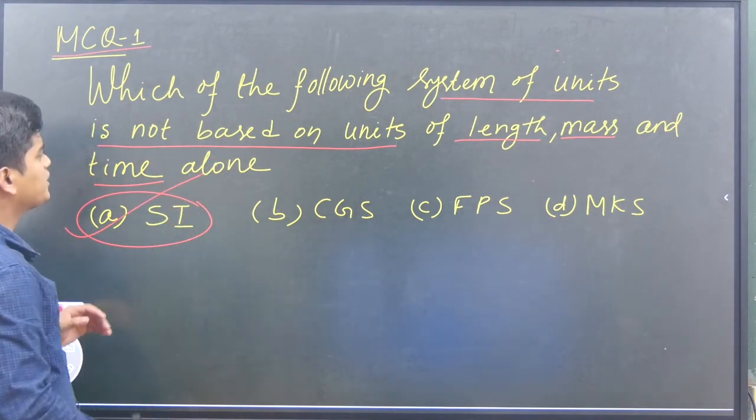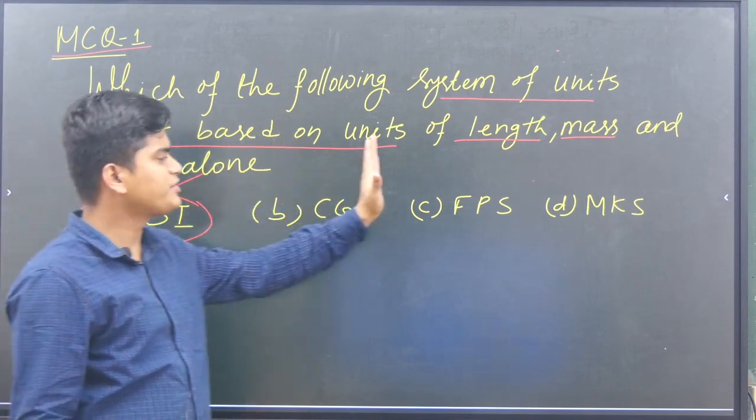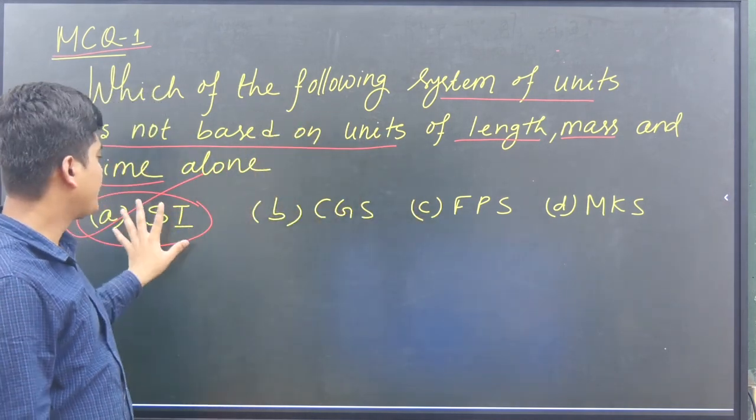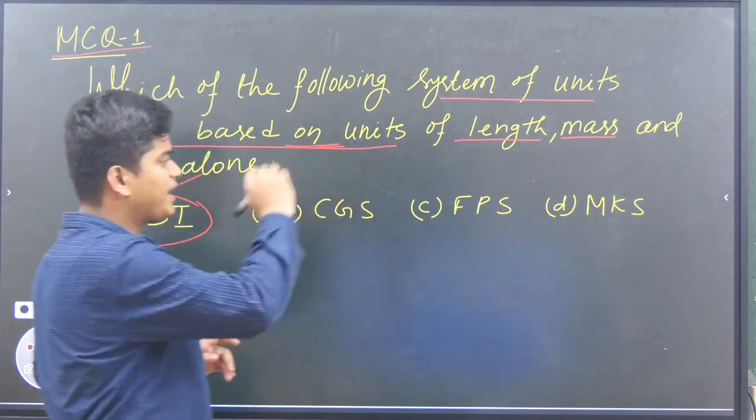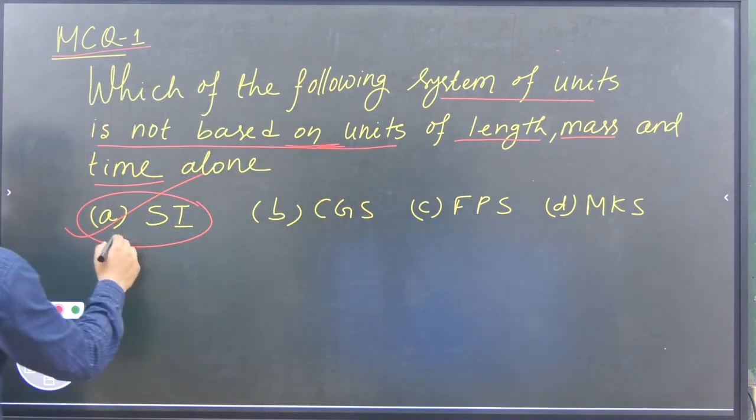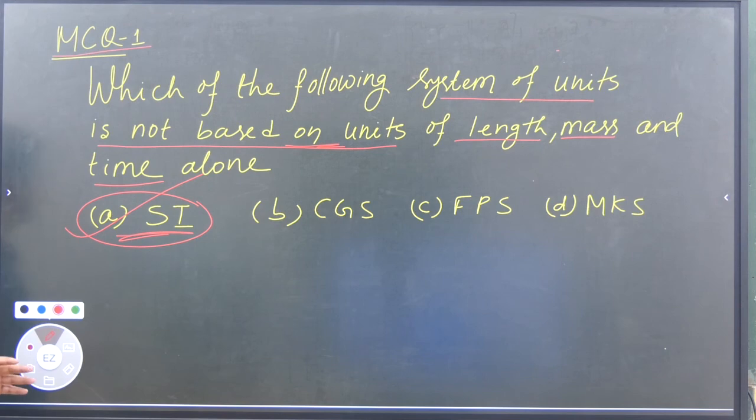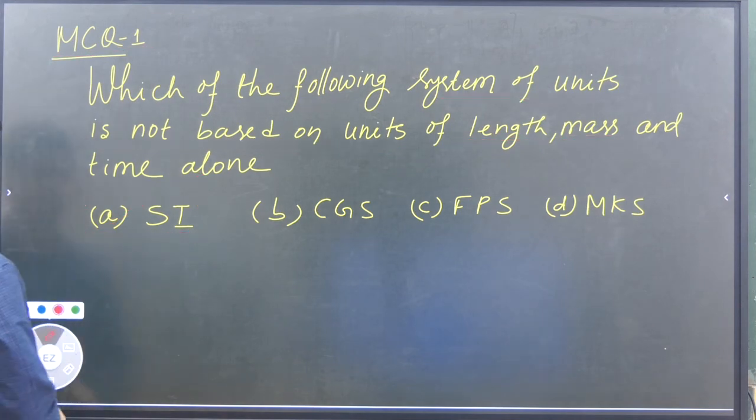So that's why CGS, FPS, MKS include only 3 and SI includes 7. So that's why they are not based on length, mass, time alone. That means SI unit is not based on length, mass, time alone. So answer will be A. I will go to the next question.